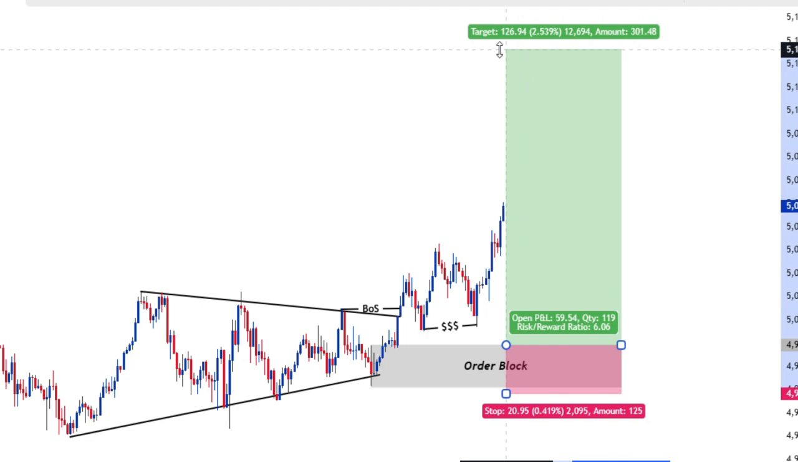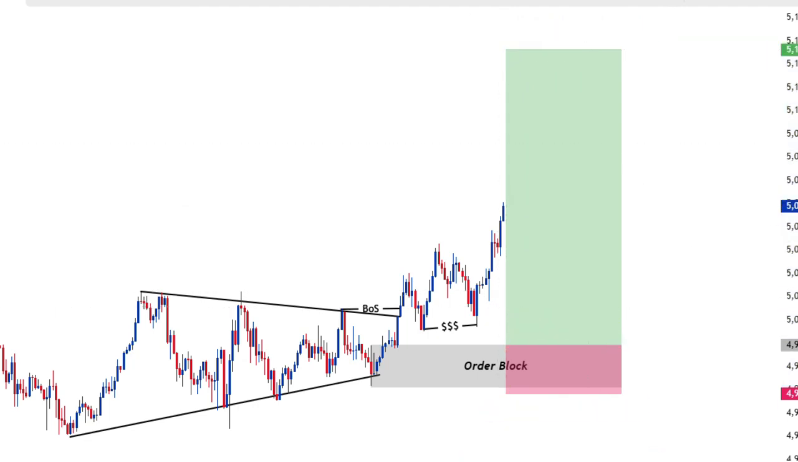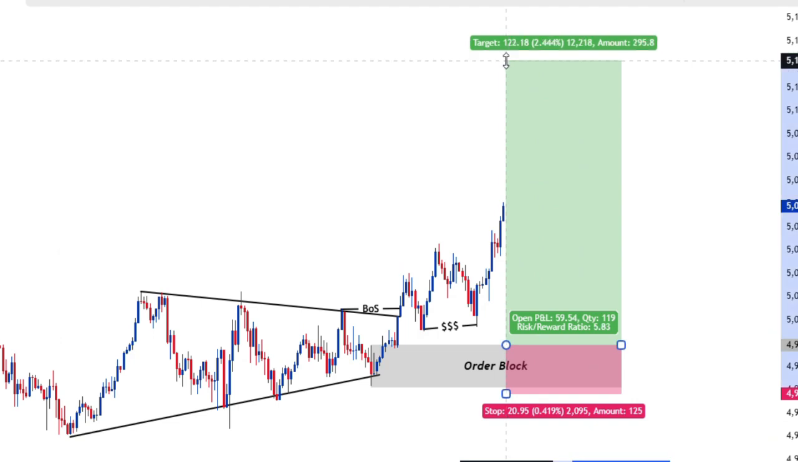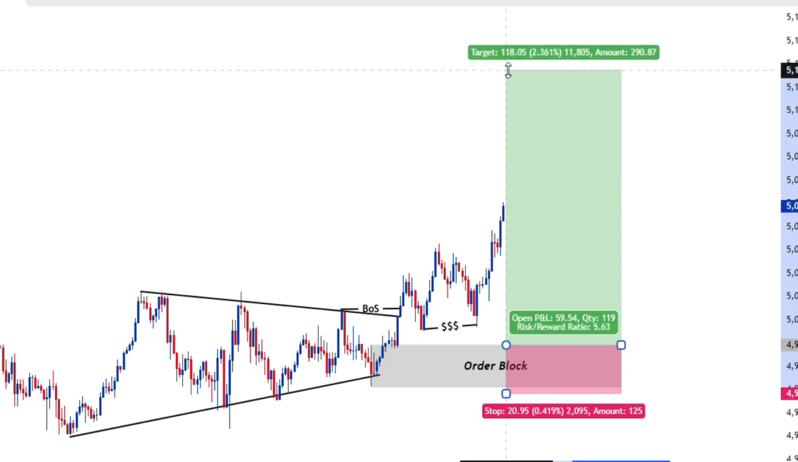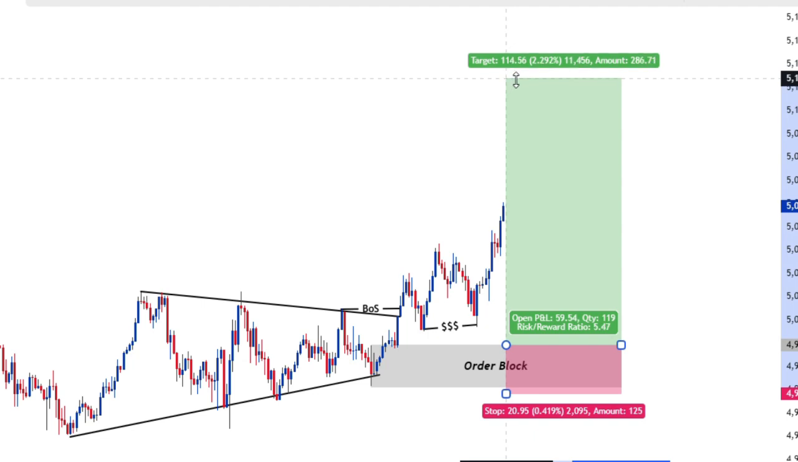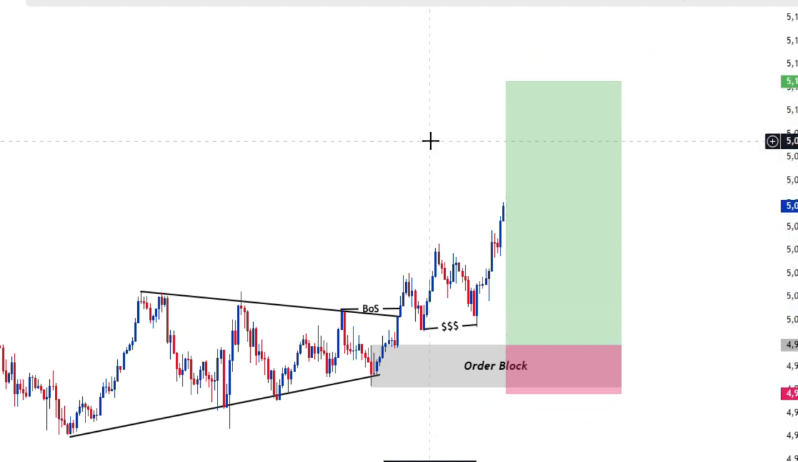But here's where most beginners make a mistake. They see the triangle, they draw the lines, and they place a breakout buy stop above resistance. And guess what happens? Fake breakout. Stop hunt. Price comes back inside. That's not what we do. We wait for confirmation. Now pay attention to this part.